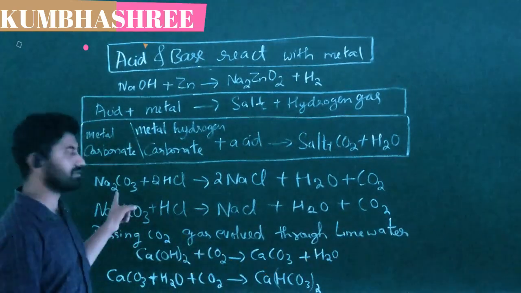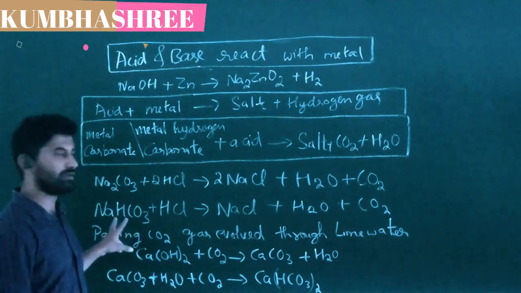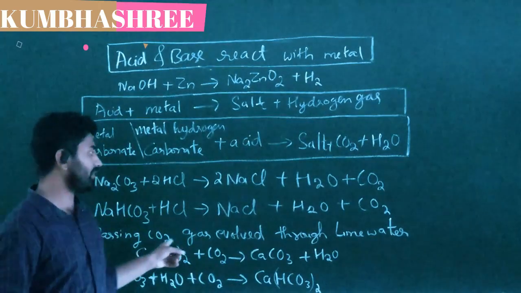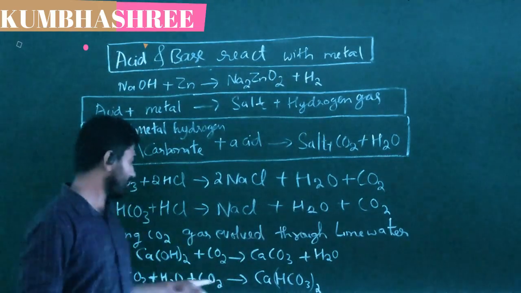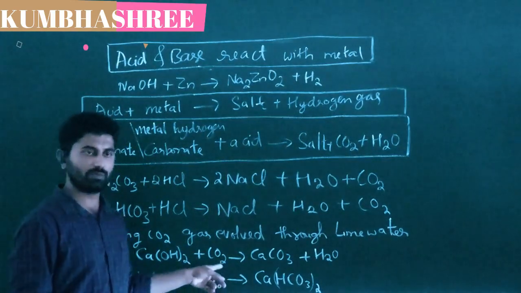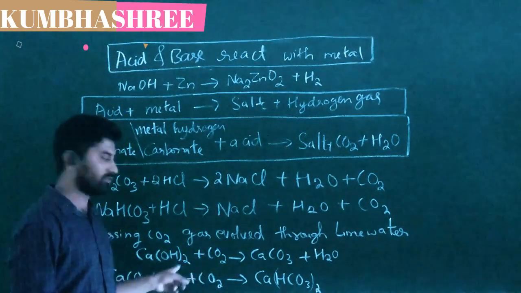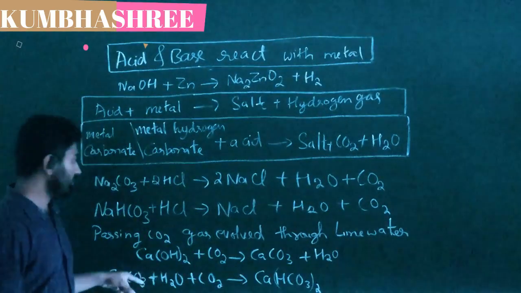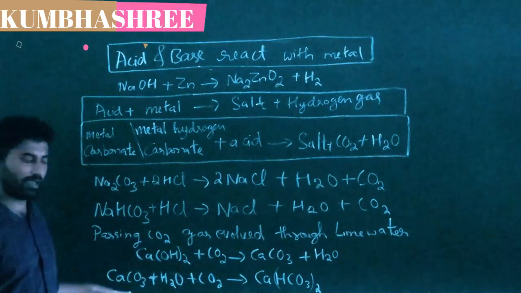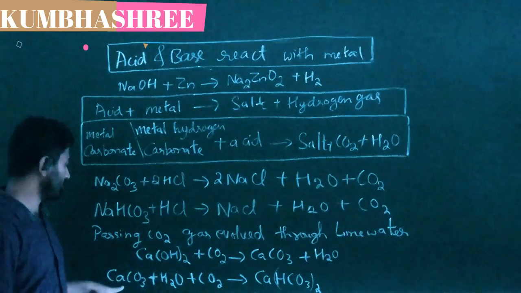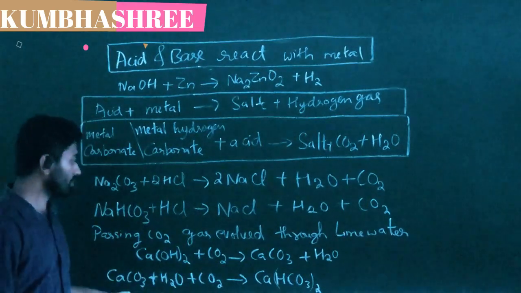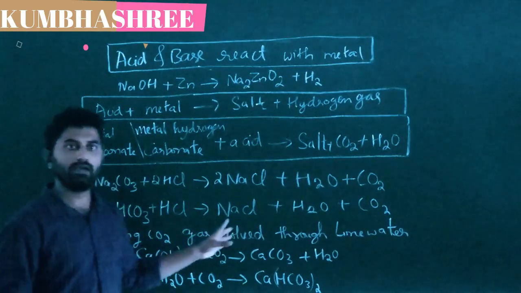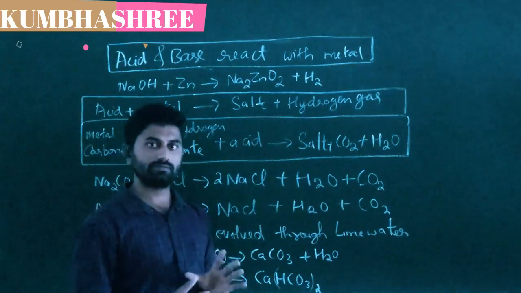How to obtain this metal carbonate or metal hydrogen carbonate? I need calcium carbonate. What will happen? Take the limestone and pass the carbon dioxide gas, obtained from this equation, through the limestone. So you will get calcium carbonate along with water as a byproduct. When you again pass carbon dioxide and add water to the calcium carbonate, you will get calcium hydrogen carbonate. So you got metal carbonate and metal hydrogen carbonate.